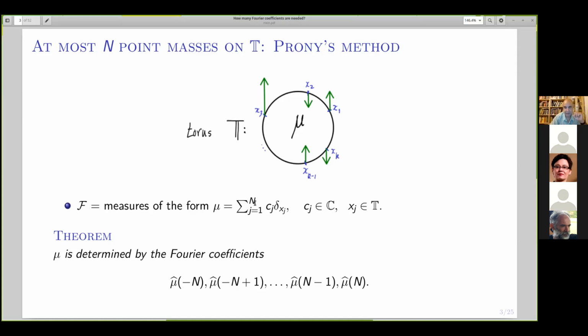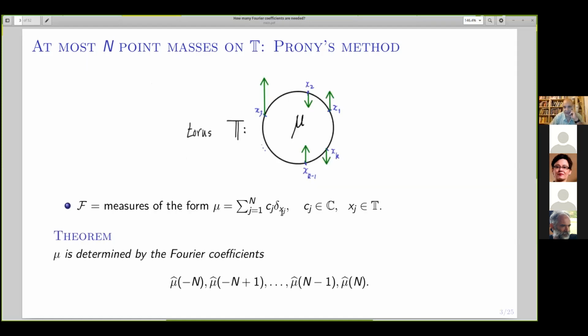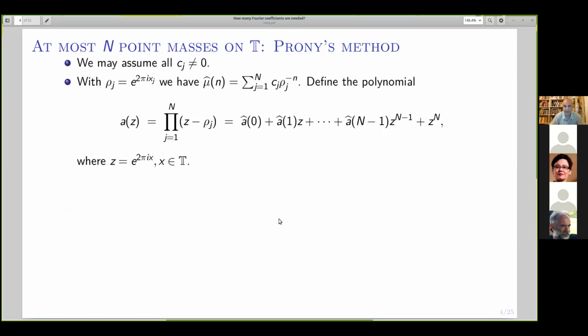The method is so-called Prony's method, which I'm going to show. How do we start? Given this representation for the measure, it doesn't make sense to determine xj if cj is allowed to be 0, because then it could be completely arbitrary. So we assume at the outset that all the cj's are non-zero. And we encode the points of the torus as points on the unit circle in the complex plane: rho j is e to the 2 pi i xj. Then it's very easy to see that the Fourier transform of the measure will be exactly this sum of powers of the rho j.